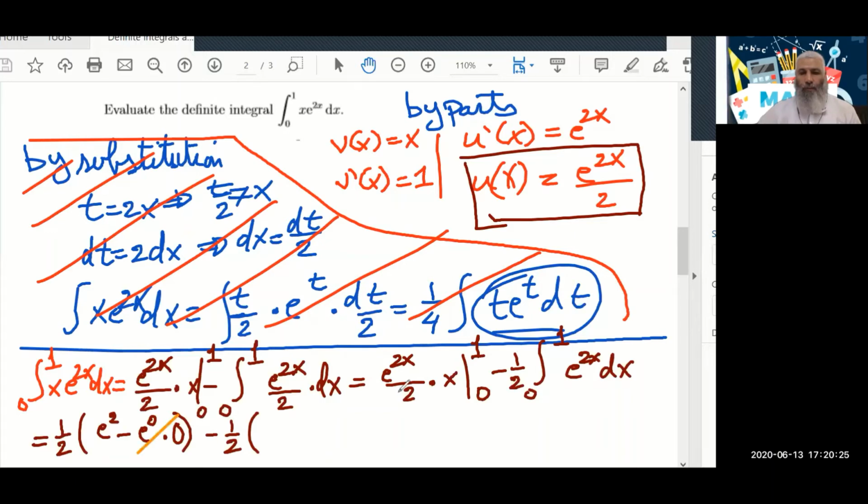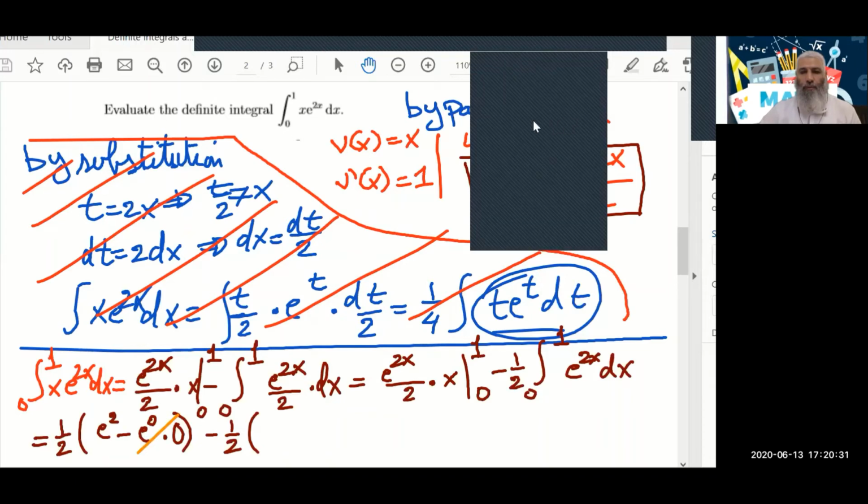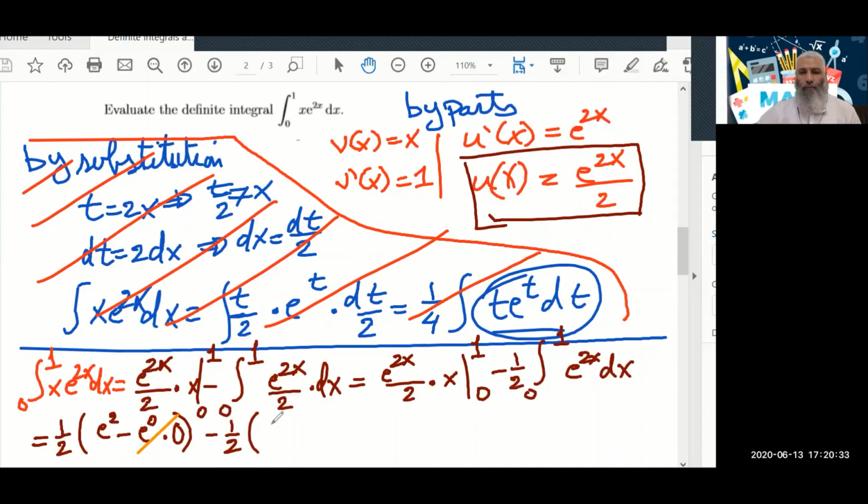Minus 1/2. This integration will be equal to what? E power 2x divided by 2, from 0 to 1, because again you use direct integral rules. Now this is 1/2 e power 2 minus 1/2.